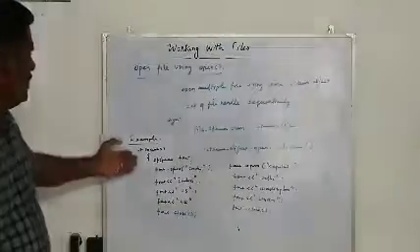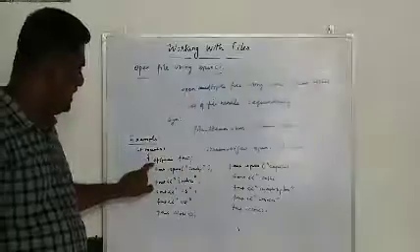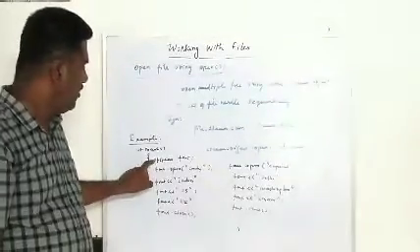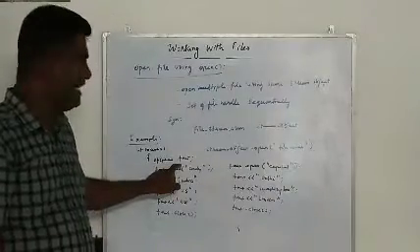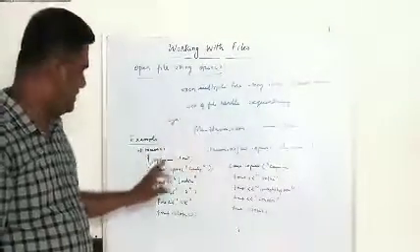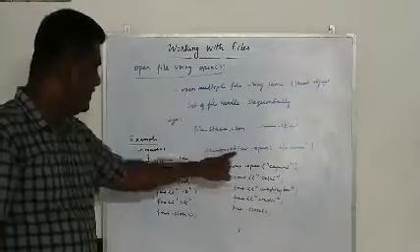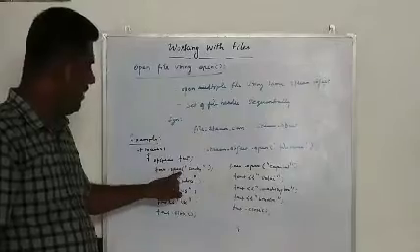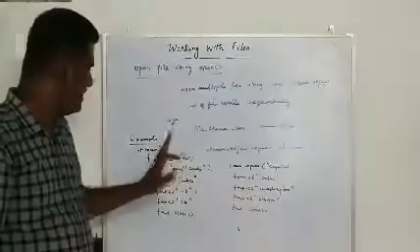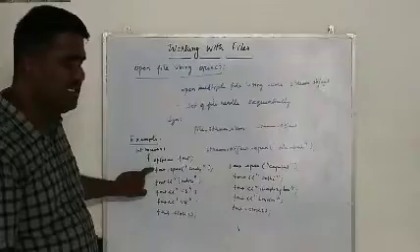Example: opening a file using the open function. In main, here we are opening a file with output mode, OF stream F out. The F out is nothing but a stream object. OF stream is a file stream class. Then the stream object F out dot open, file name is country. Here we are writing, and this is called the stream object.